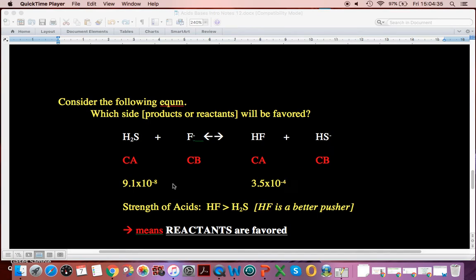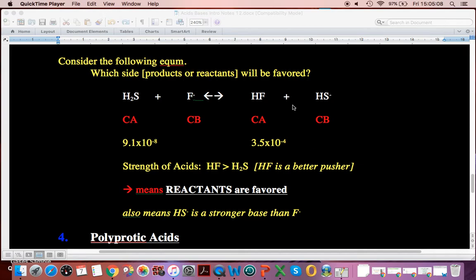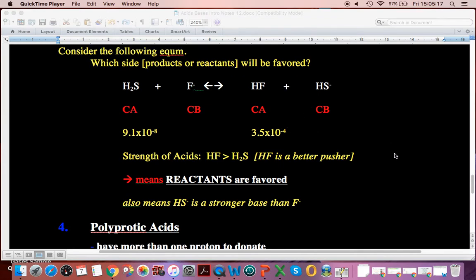And this had to be the base, and similarly, this had to be the acid, this had to be the base. Now we go to our Ka chart, and we look up H2S, and it says 9.1 times 10 to the minus 8. And HF says 3.5 times 10 to the minus 4. Well, this Ka is bigger than that. And so HF is a better proton donor, or a better pusher, so it pushes the reaction to the left. And therefore, the reactants are favored in this equilibrium. It doesn't go to completion, but we're going to end up with more of the reactants than the products at equilibrium. And the other thing is, once we know where the stronger acid is, we also know where the stronger conjugate base is. They always end up on the same side.